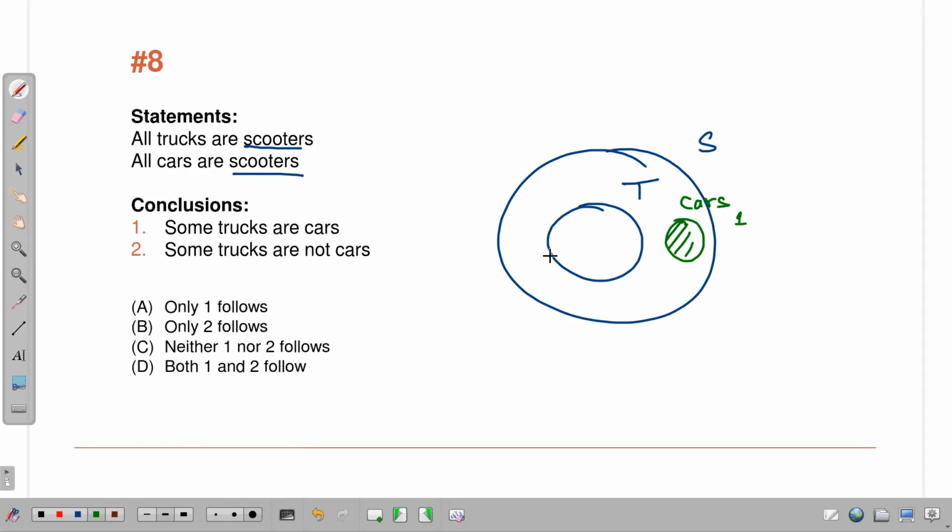However, my car can be here and my car can be here, right? My car can be here as well, my car can be equal to this as well. So there are all these possibilities, but for the sake of a positive conclusion, I'm going to take this as a least intersection diagram, and then say some trucks are cars. Oh, I'm sure that in the least intersection diagram, no, so this is gone. And then some trucks are not cars.